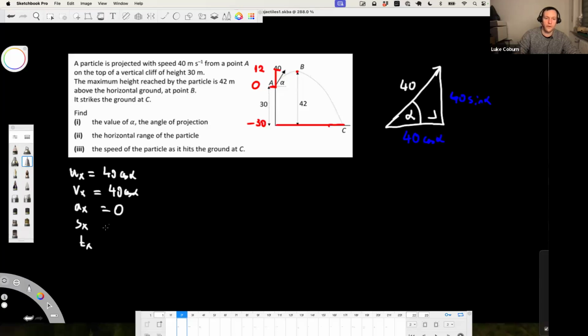This will be equal to 0. We don't know what that is. We're after that, right? We don't know what this is. So that's the horizontal component.